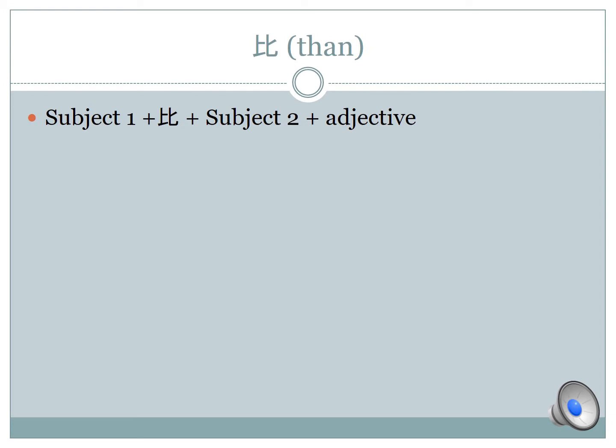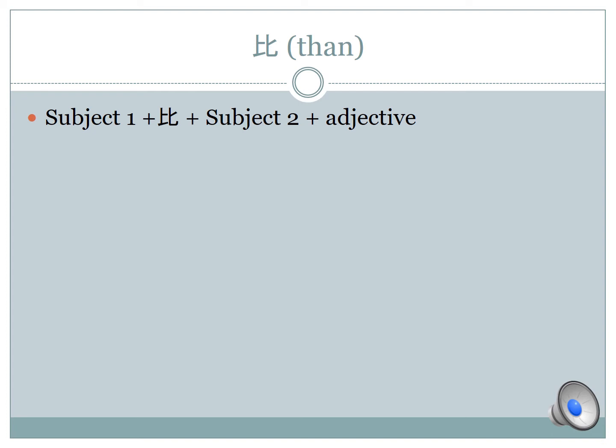Let's look at the simple structure. To say one thing is more adjective than another, the structure should be subject 1, 比, subject 2 plus adjective. Very simple, right? The noun that's placed first is the one that comes out on top in the comparison.